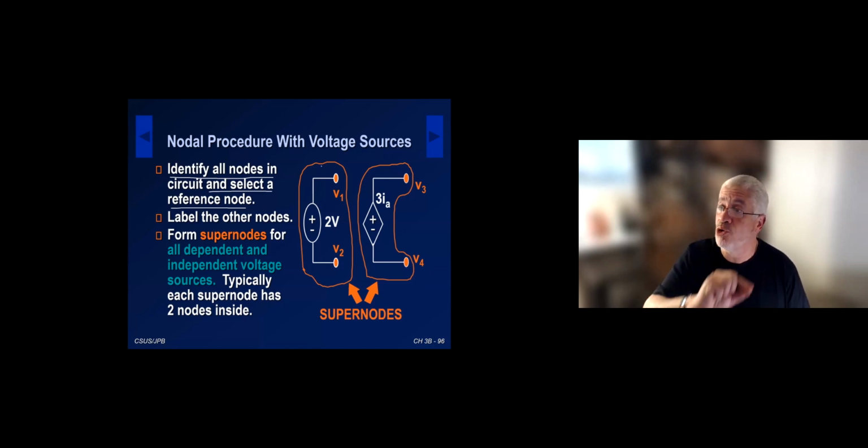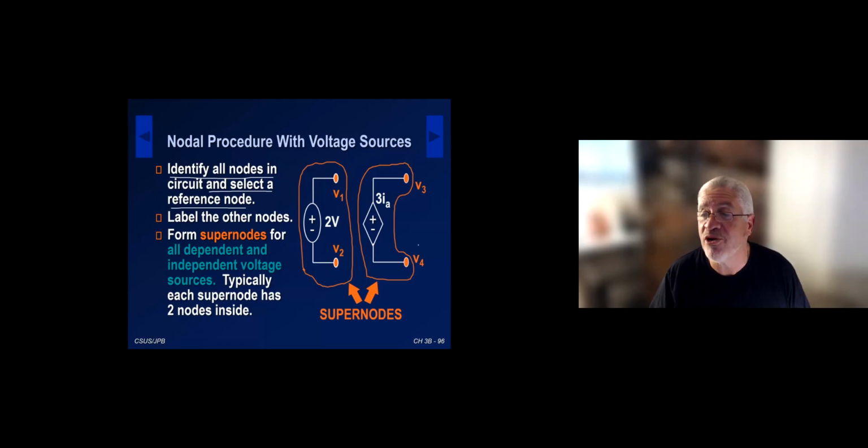So I just want you to draw a blob around the supernode. What we're calling a supernode, by the way, does not eliminate the nodes. You can still see I have V1 and V2, and in the case of the dependent source, V3 and V4 still exist.